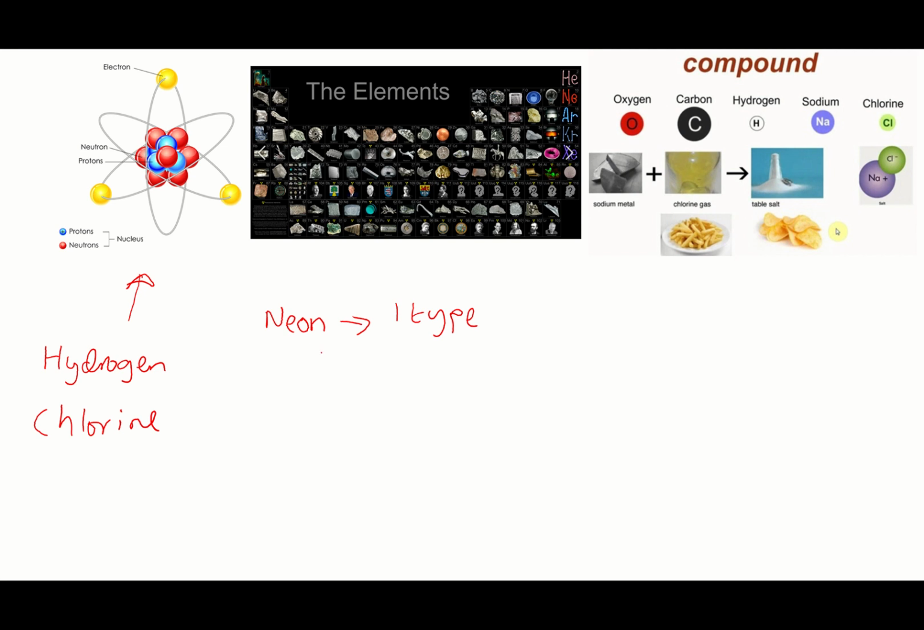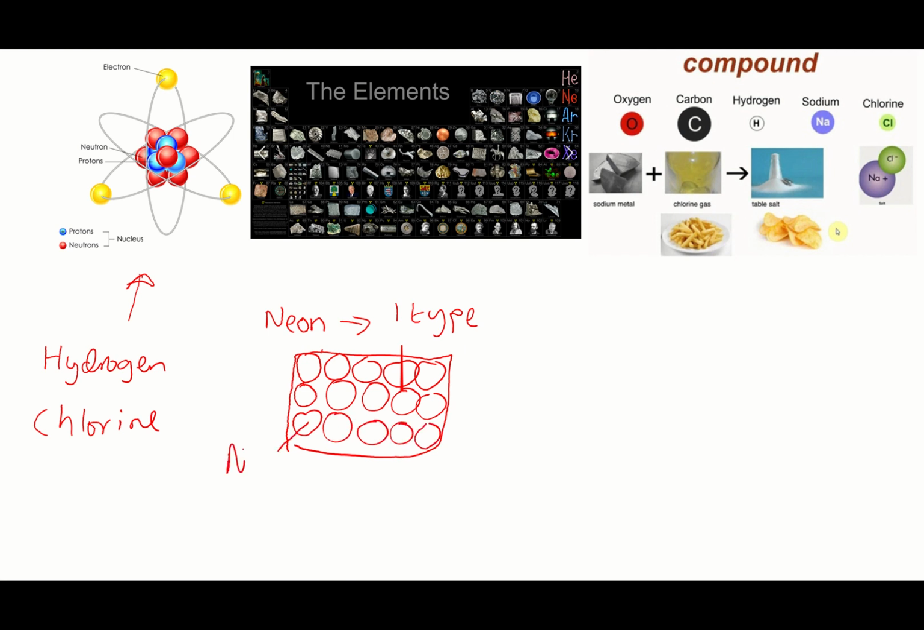So if we were to look at this in a box structure like so, and each circle represented an atom, each one of these would be a neon atom, and that's what makes an element. An element is only made up of one type of atom. So if we, for example, chose fluorine, which is in group 7, it would only contain one type of atom, and that would be the fluorine atom. Might be millions of them atoms, but it's fluorine only.